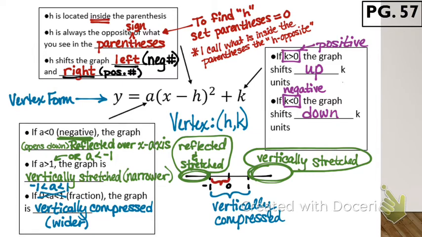These A values right in here, if it is a negative decimal or fraction, what do you think will happen to it other than just being compressed? Yeah, if I have a number that's a decimal or a fraction, but it's negative, the decimal or fraction part is going to make it vertically compressed, squished, wider. What will the negative part of that number do to it? Yes.